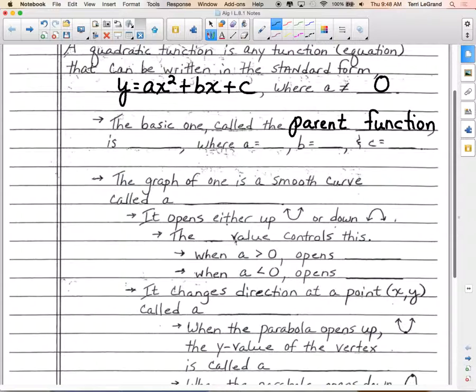Well, for the quadratic family, the basic one would be y equals x squared. Same thing, a is equal to 1, b is equal to 0, but because there's a third term in quadratic, c is also equal to 0. So the basic parent function is y equals x squared, where a equals 1, b equals 0, c equals 0. Did you have to graph that one in your homework?